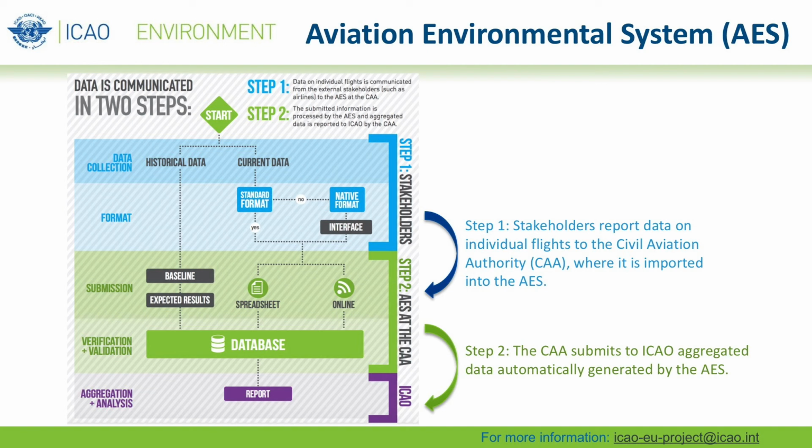First, data on individual flights is communicated by the external stakeholders to the Civil Aviation Authority, where it is imported into the AES. Then, the data is processed by the AES, and only aggregated data is then reported to ICAO.